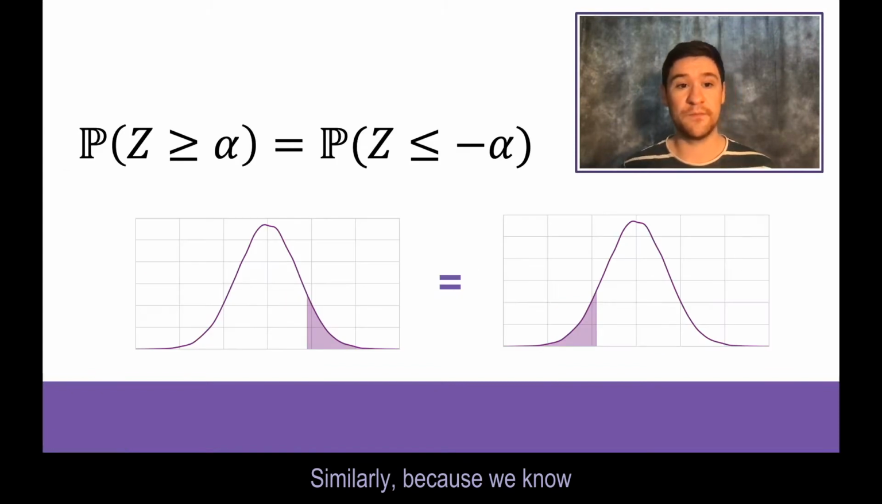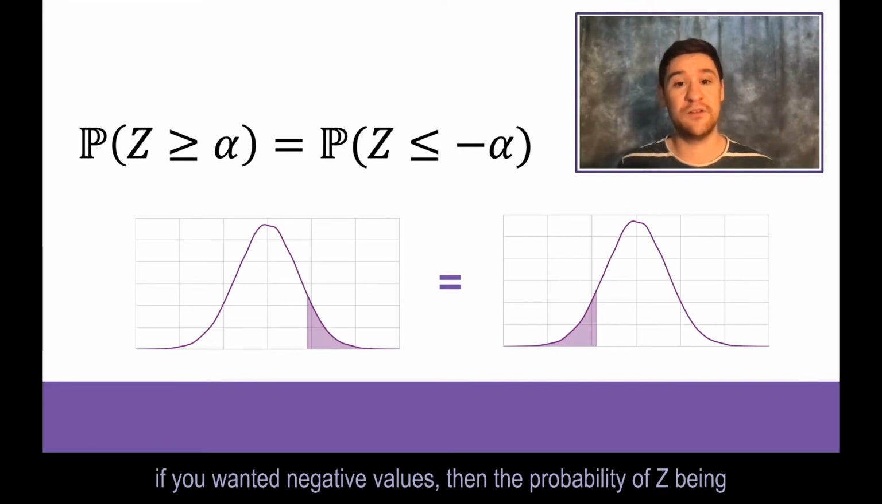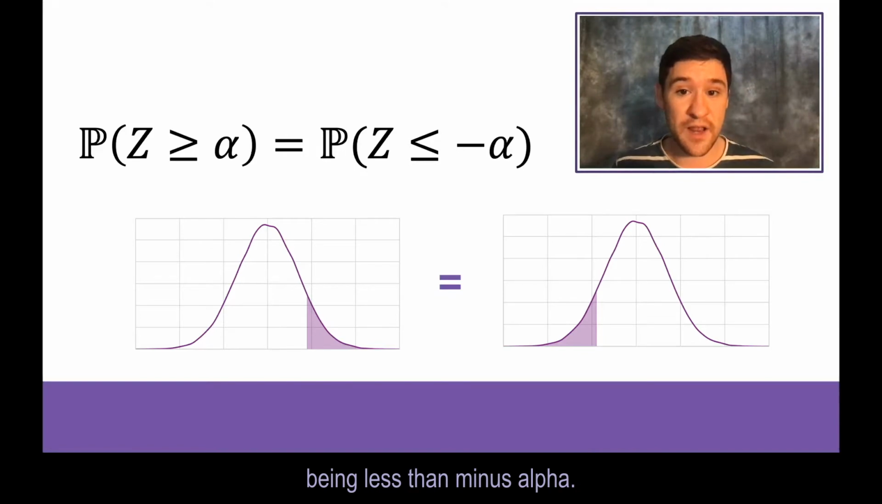Similarly, because we know the normal distribution is symmetric, if we wanted negative values, then the probability of z being above alpha is equal to the probability of z being less than minus alpha.